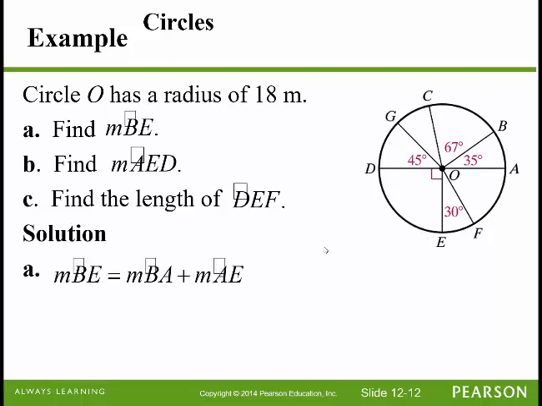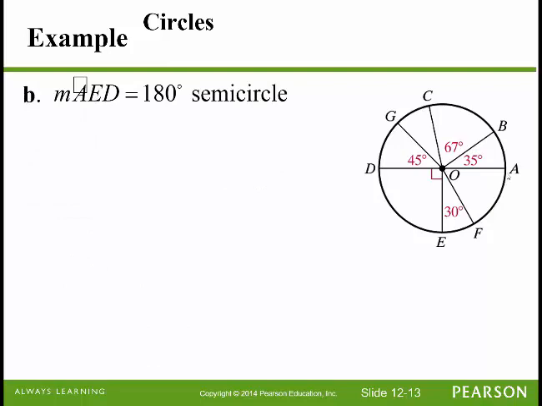All right, so let's do the solution. The measure of arc BE is equal to the measure of BA plus AE. Well, I know what BA is right here. And then I can see that AE, this right here, if this is a 90-degree angle, then this part also must be a 90-degree angle. So it's just 35 plus 90, which gets me 125 degrees. Moving on, I can see that the measure of arc AED is a semicircle. It's half the circle, so that's 180 degrees. So that's the measure of that arc.